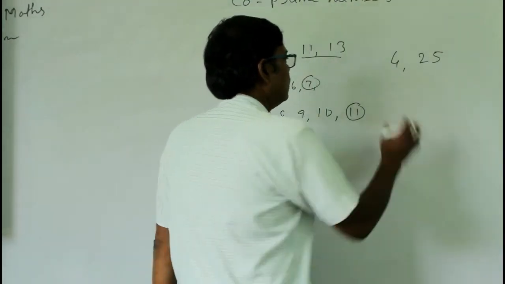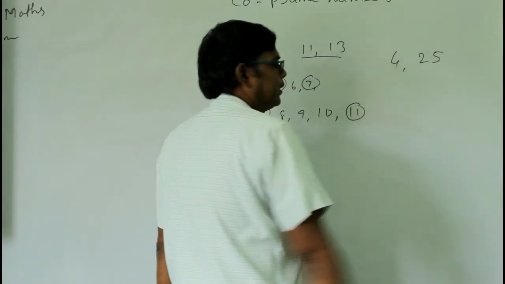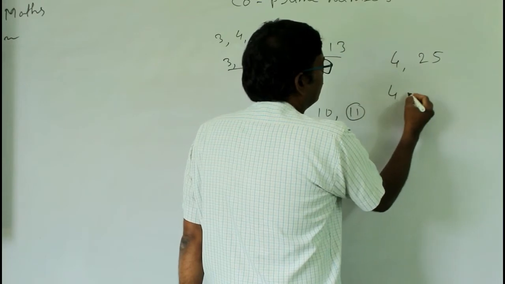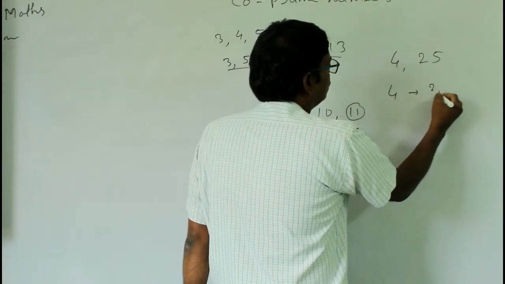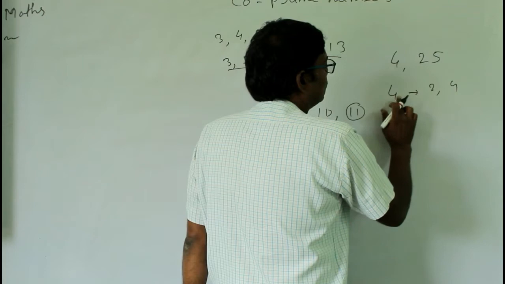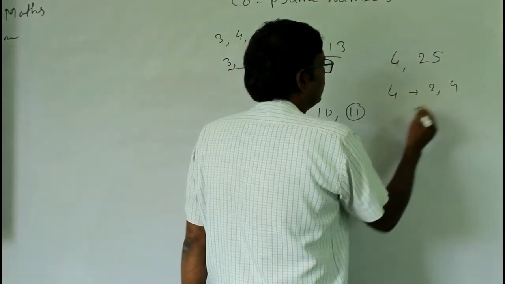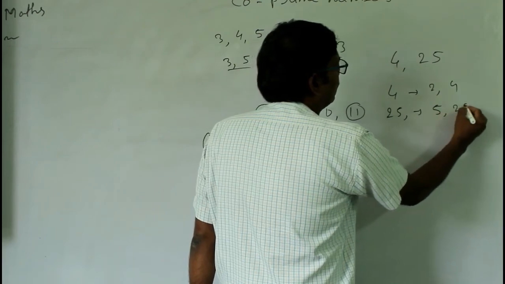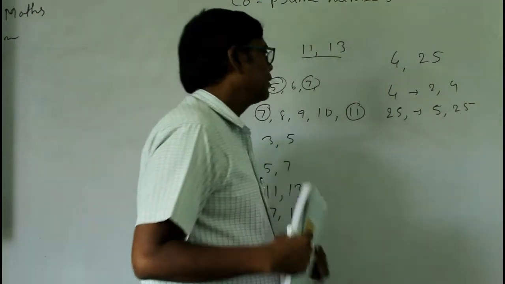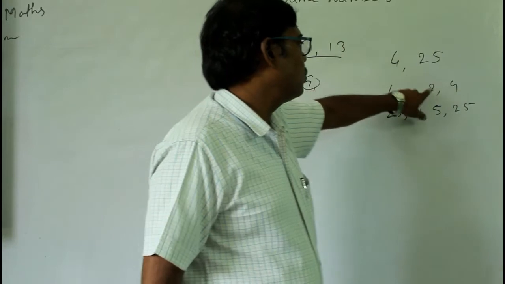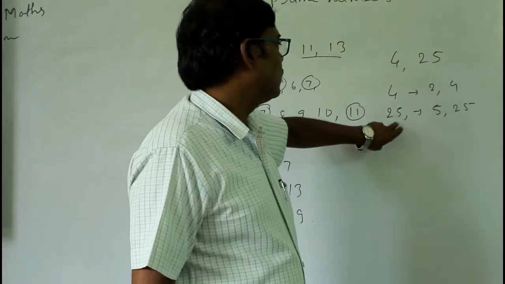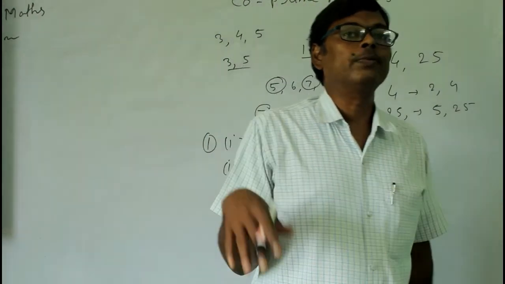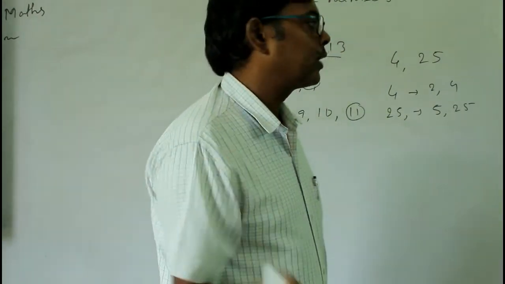क्योंकि इन दोनों के जो फैक्टर्स हैं, जैसे कि the factors of 4 are, you will write 2 and 4. ठीक है, और the factors of 25 are here 5 and 25. तो यहाँ पर हम देख रहे हैं कि 4 का फैक्टर 2 और 4 है और 25 का फैक्टर 5 और 25 है, और 1 तो सबका फैक्टर होता ही है. Okay, so I will not write 1 here.